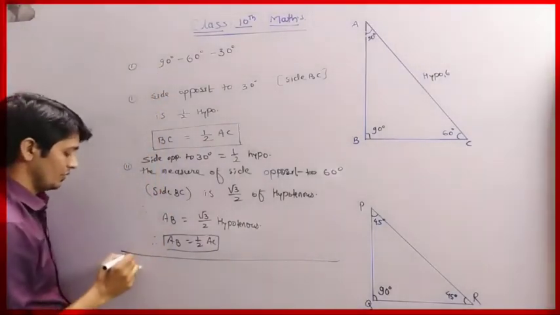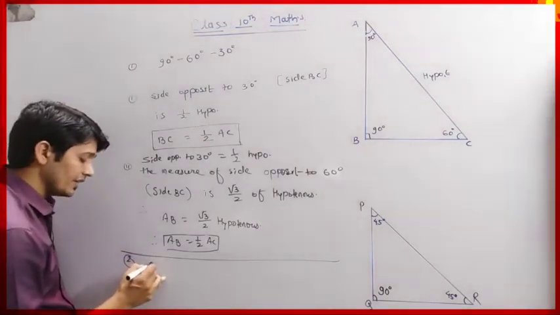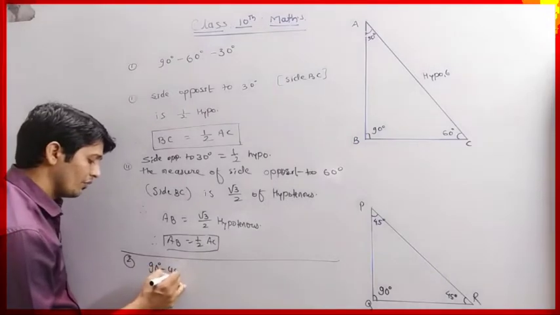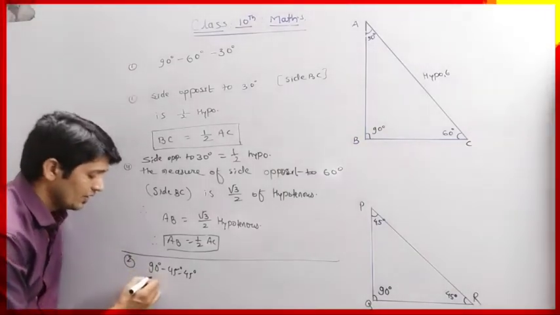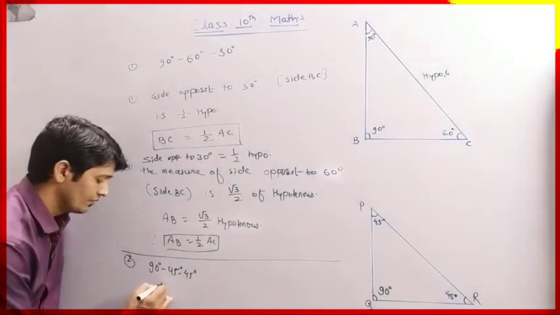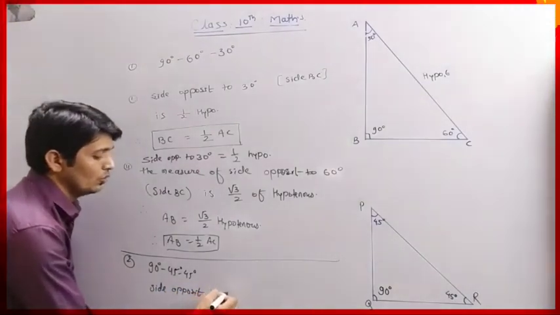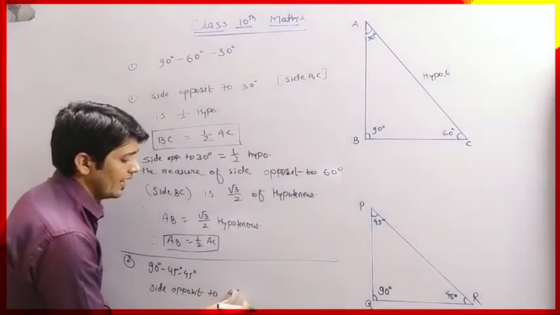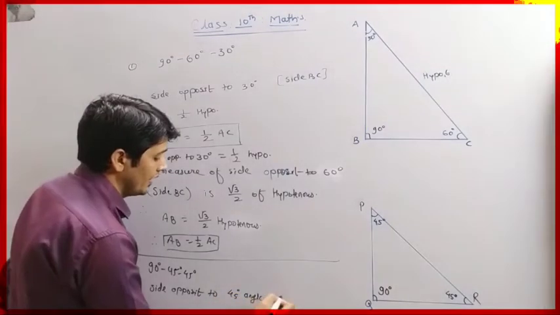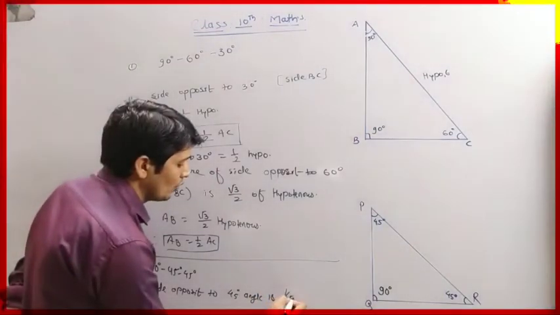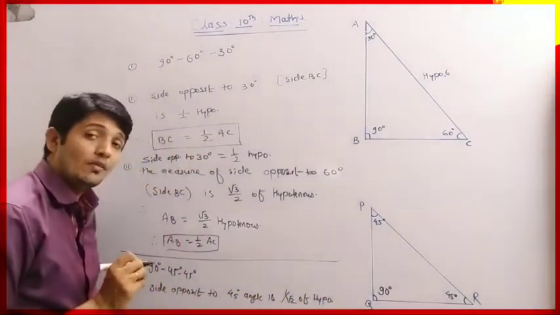Okay, so the second one: what is the measure of the angles of a right angle triangle? It is 90, 45, 45 degree. Okay, so the measure of the side opposite to the 45 degree angle is 1 by root 2 of the hypotenuse, 1 by root 2 of the hypotenuse.